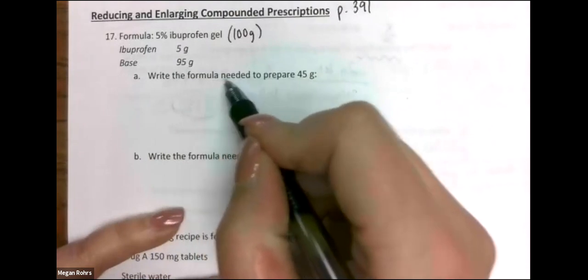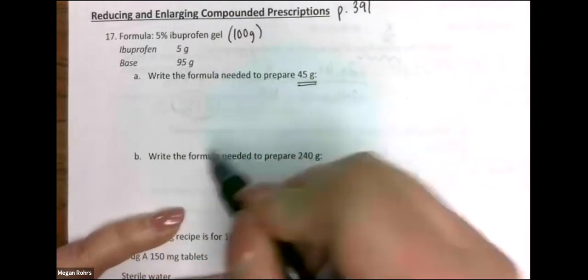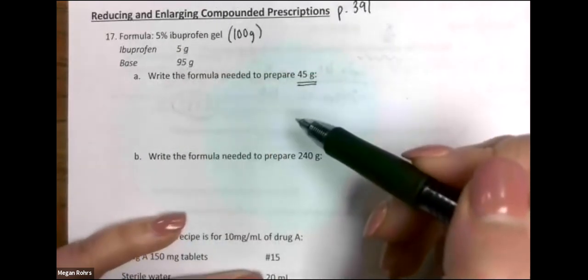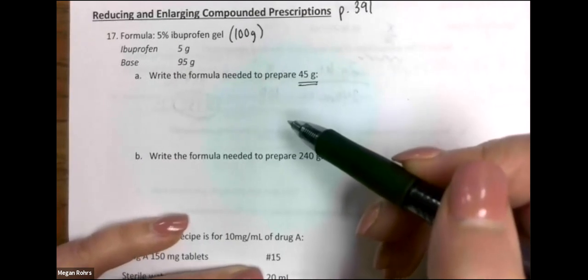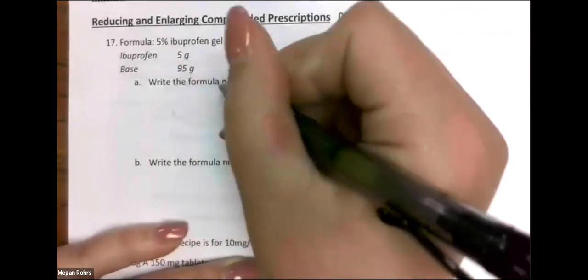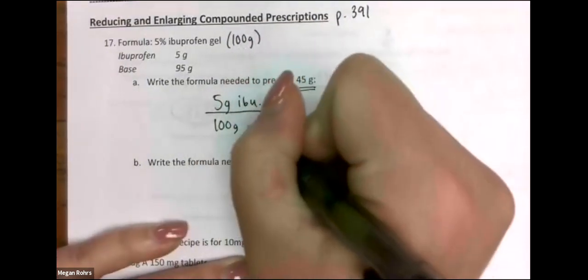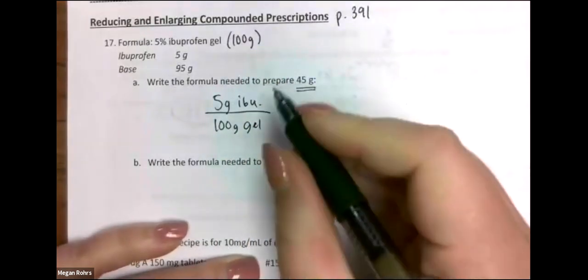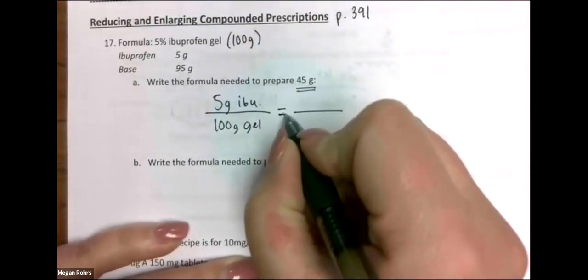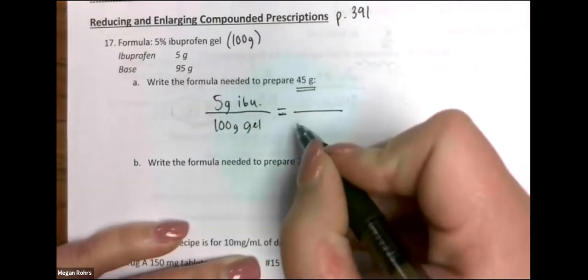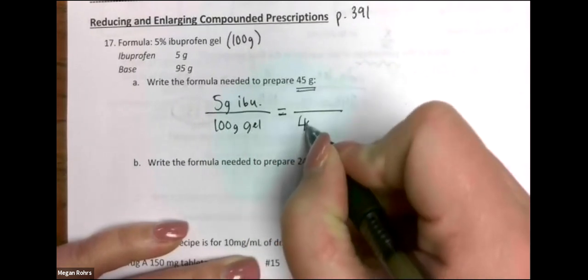Now it says write a formula needed to make 45 grams. So here we don't need to make the full 100. We only need to make 45. So we can do this with simple ratio and proportion. Let's start with ibuprofen. We know that we need 5 grams of ibuprofen in every 100 grams of gel. So now we can set that equal to what we're trying to make. Well, we're trying to make a total of 45 grams of gel, so the gel has to go on the bottom.